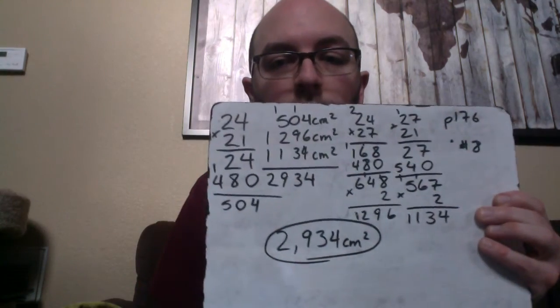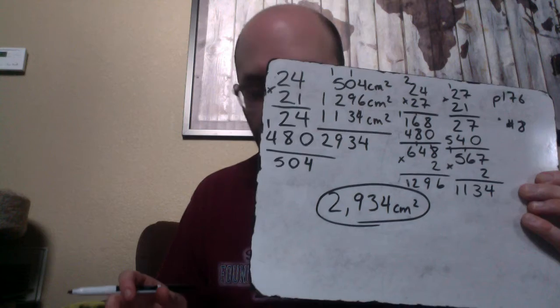Now let me just double check my work. Okay, 24 times 21 does give us 504. That was the one we didn't need to double. Remember, no lid. 24 times 27 and double that. Yep, 1,296. 27 times 21. Yep, double that. Yep, 1,134. Add it up. 2,934 centimeters squared. All right, so there's our answer for page 176, number 8.